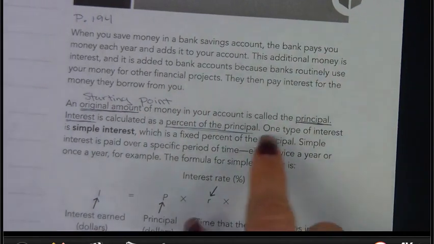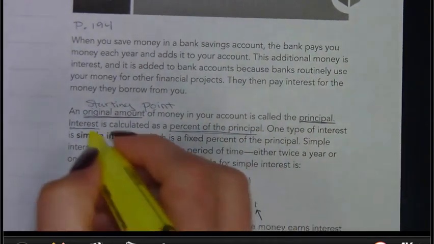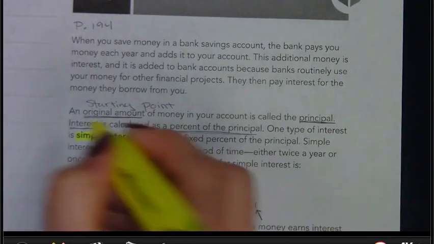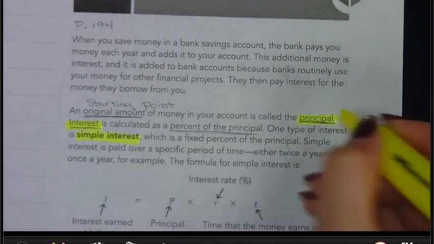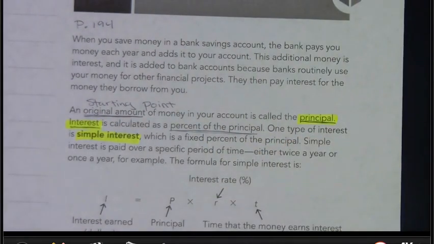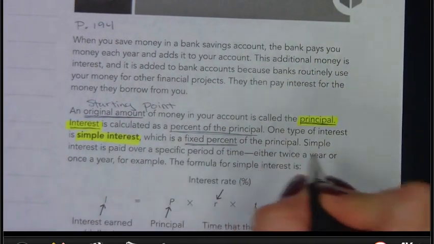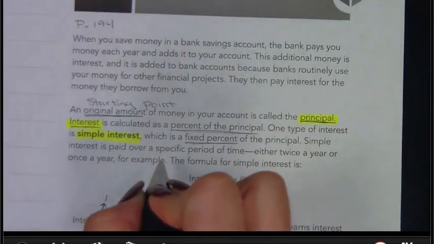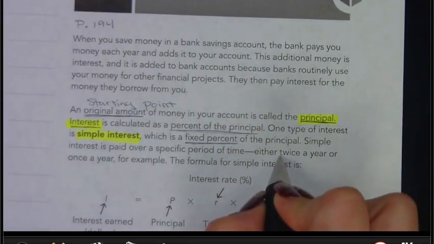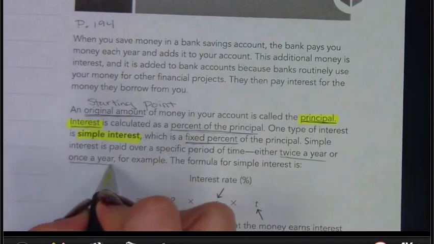All right. One type of interest that we normally see is known as simple interest. And we're going to go ahead and highlight these two words because that's very important for us to know. Simple interest is when there is a fixed percent of the principal. Simple interest is paid over a specific period of time, either twice a year or once a year.